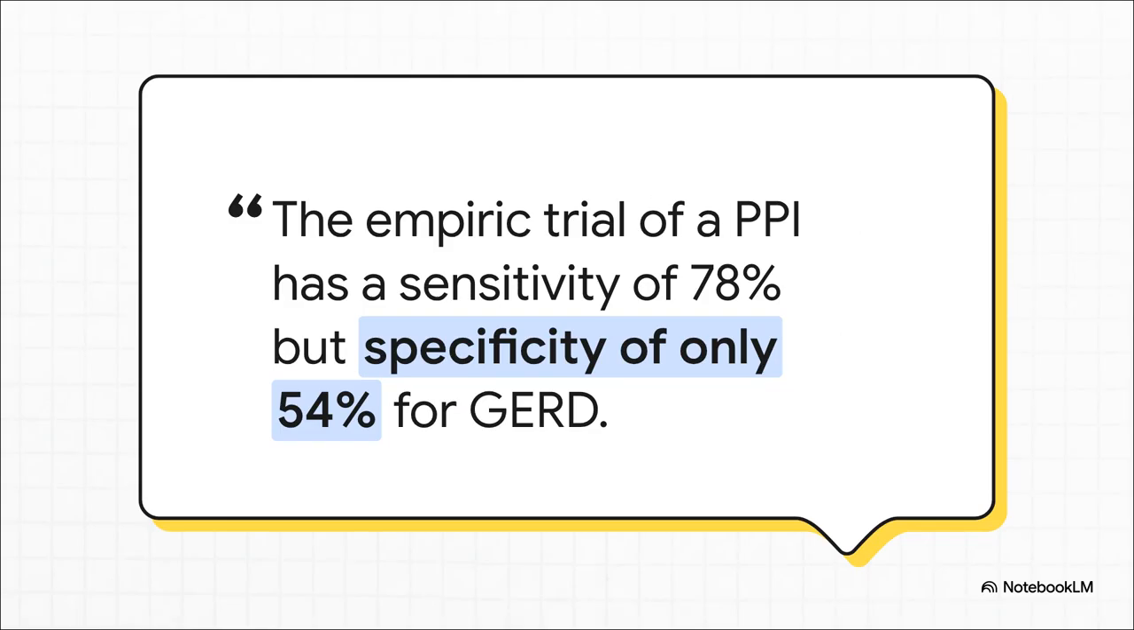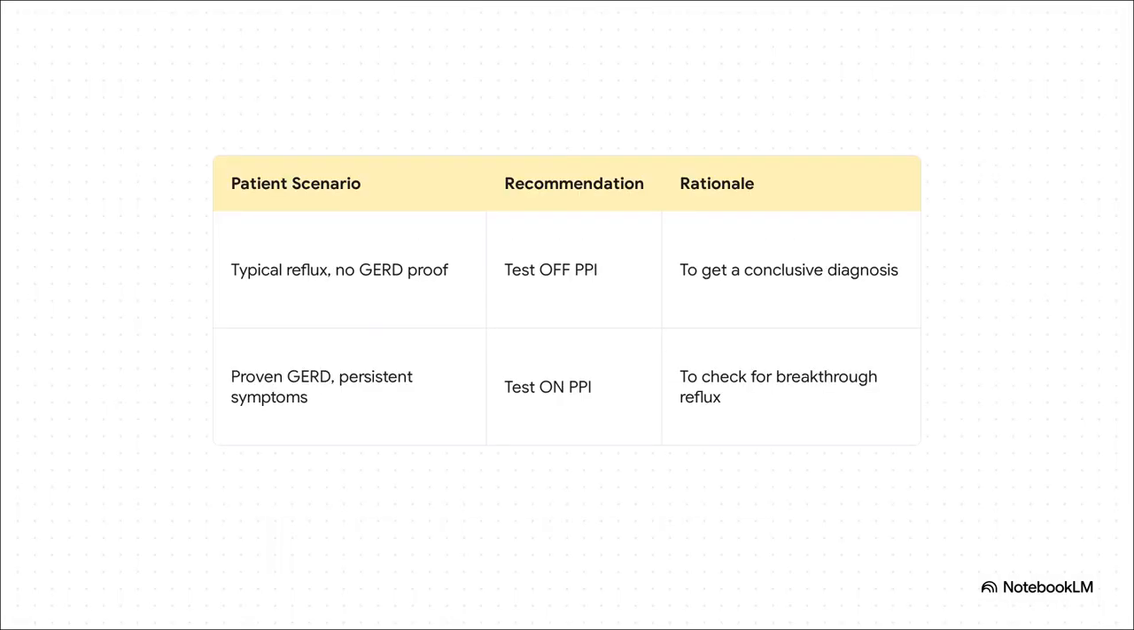We've all done it, the PPI test. Patient has heartburn, you write for a PPI, they feel better, diagnosis, GERD, right? Well, look at the data. A big meta-analysis shows that while the sensitivity isn't bad, the specificity is only 54%. That is barely better than a coin toss. It means a huge number of patients who feel better on PPIs don't actually have pathologic reflux when you test them objectively. So this leads to a super common question.